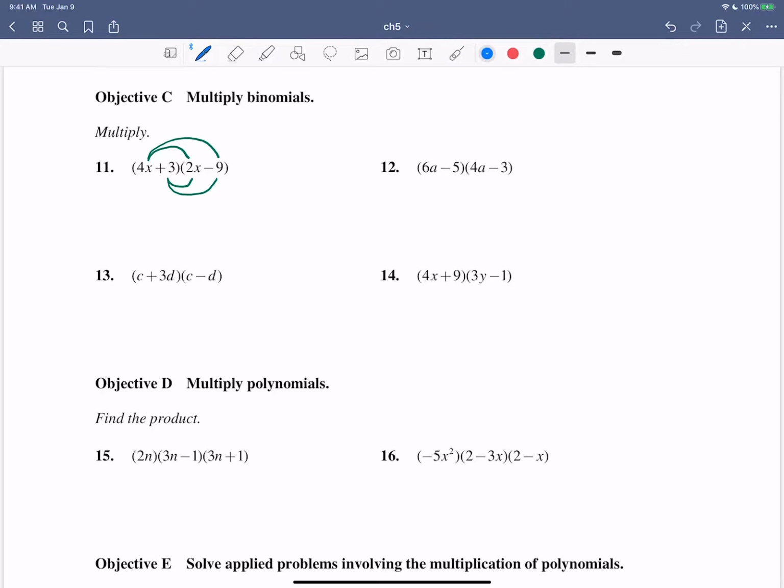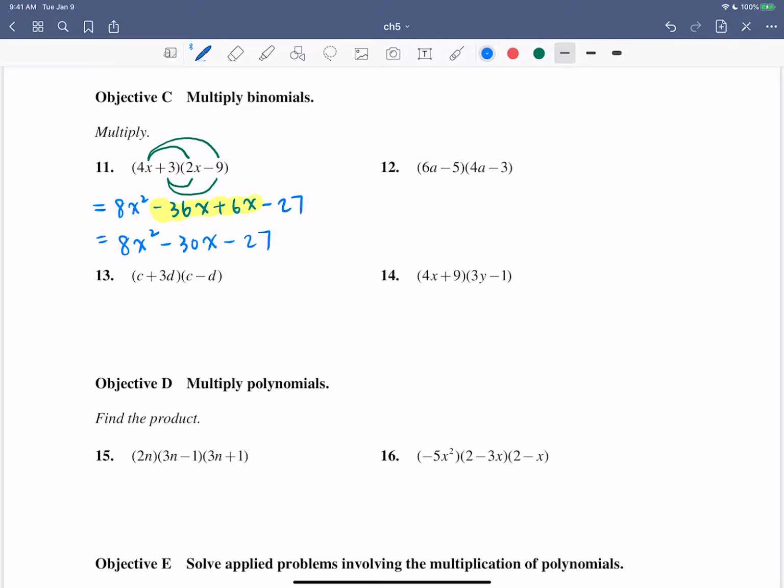Once we have these curves, then we're going to follow our curve and multiply. 4x times 2x, that would be 8x squared. And then 4x times negative 9, negative 36x. 3 times 2x, positive 6x. 3 times negative 9, negative 27. Combine like terms. The middle two terms, they are like terms, so we're going to combine them. 8x squared, negative 36 plus 6, that's negative 30 followed by x, and then minus 27.